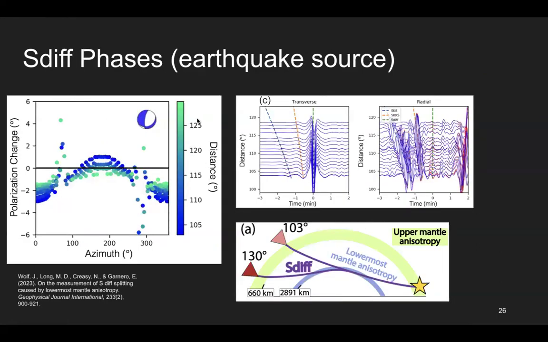And then also here's S diffracted. I showed this one earlier. So S diffracted is also impacted. You can see the slight waveform changes between the rotating case and the non-rotating case. And then here are the polarization anomalies. As well, for S-diff, it is impacted by its distance.